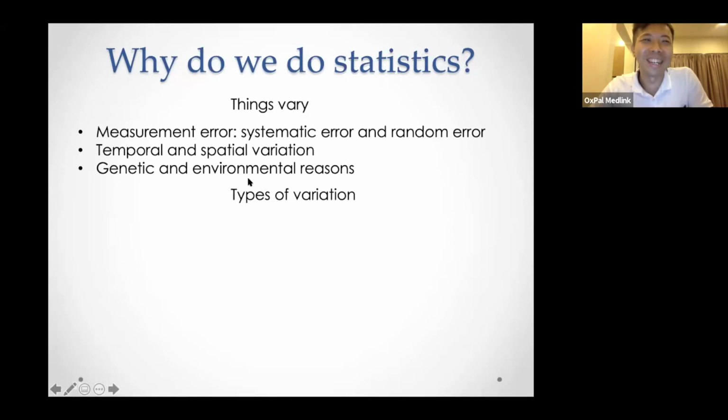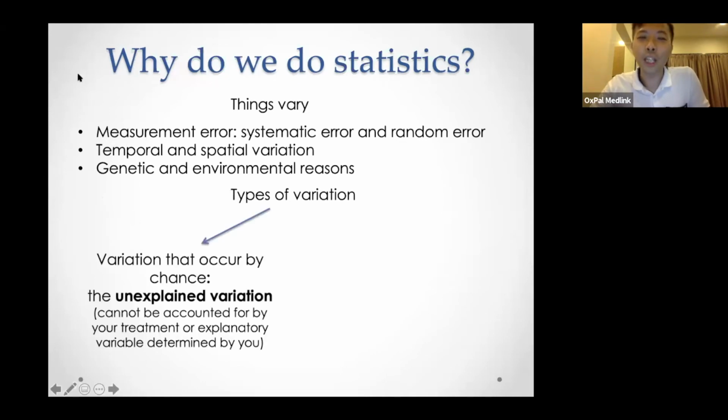I'm just kidding. And also things vary because of genetic and environmental reasons. For example, some of us have certain genes that make us really tall. Some of us eat really well when we grow up, so we might have a height spurt. So that's the environmental reasons. In stats, we are primarily interested in variation that can be classified as two types. The one that is occurring by chance.